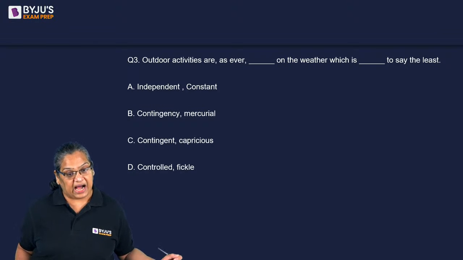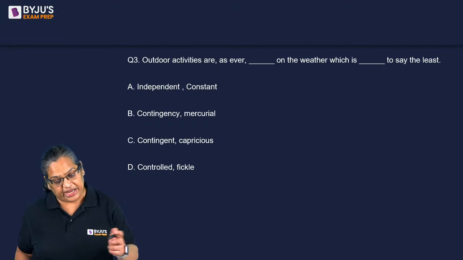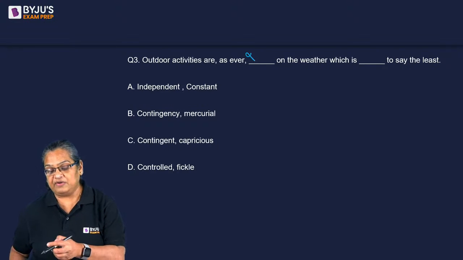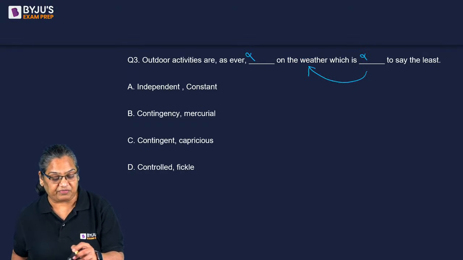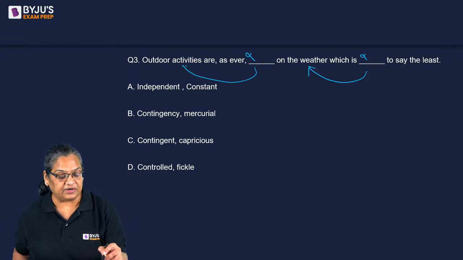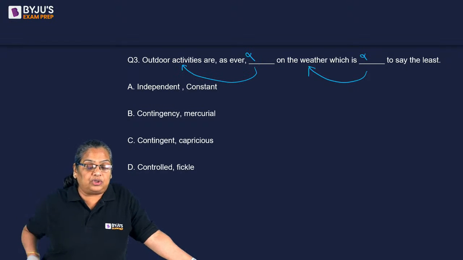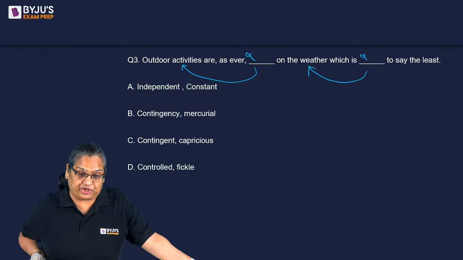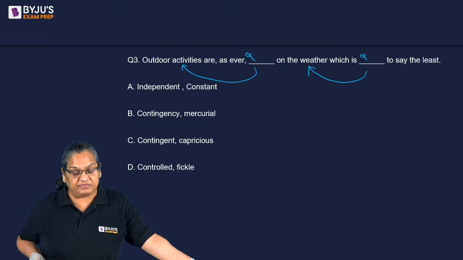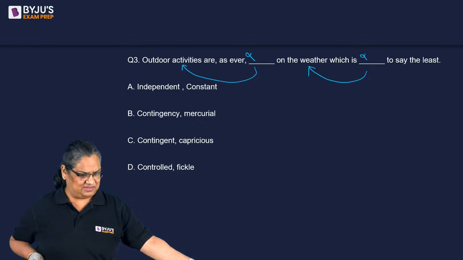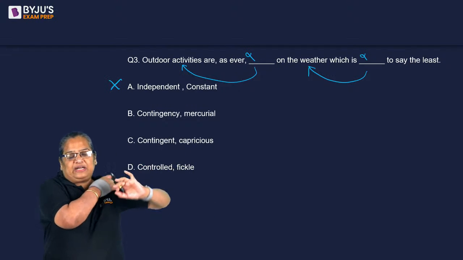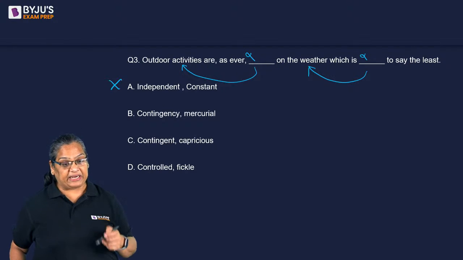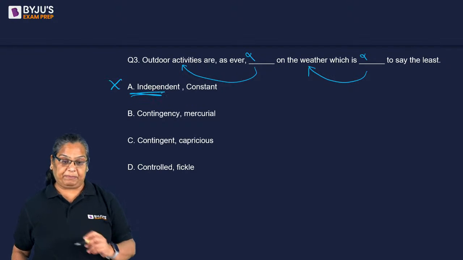Outdoor activities are, as ever, means as always, dash on the weather, which is dash to say the least. Now, this is an adjective to describe the weather. This is a word which tells you what the outdoor activities are dash. Outdoor activities are independent on the weather, which is constant to say the least, right? If you're playing outdoors, if your activities are outdoors, it is dependent on the weather. It cannot be independent of the weather.